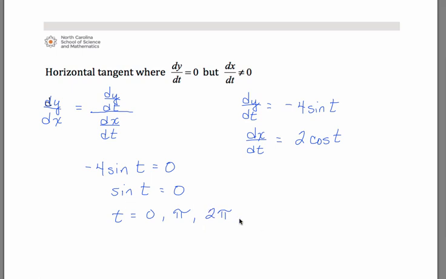Now if we consider these values in dx/dt, we have to double check that if we substitute these in, we don't get 0. So 2 cosine 0, remember cosine of 0 is going to be 1, so that gives us a dx/dt value of 2. Same would be true for 2 pi. If t equals pi, we have 2 cosine pi, and of course cosine of pi is negative 1, so we have a negative 2 for that value. So we're good to go, and these would be the locations of our horizontal tangents.